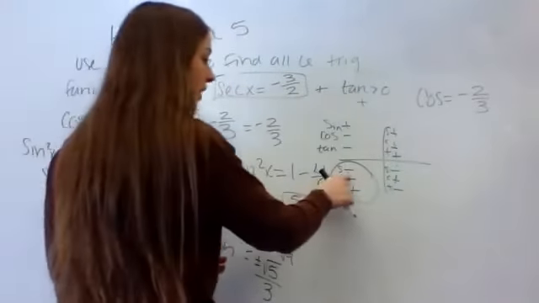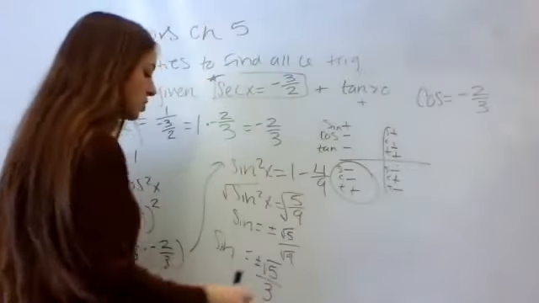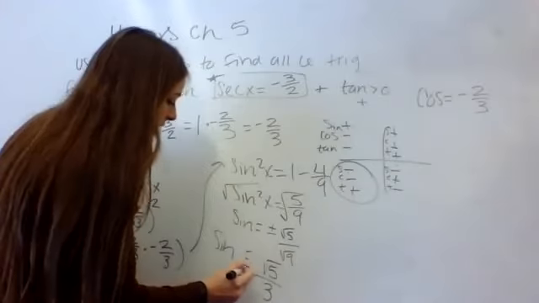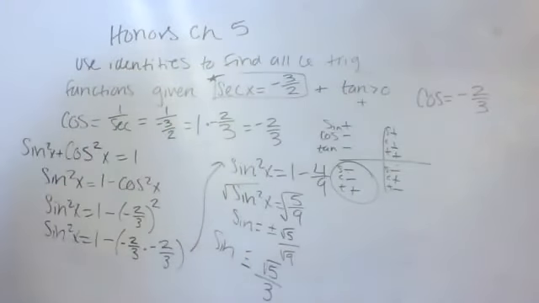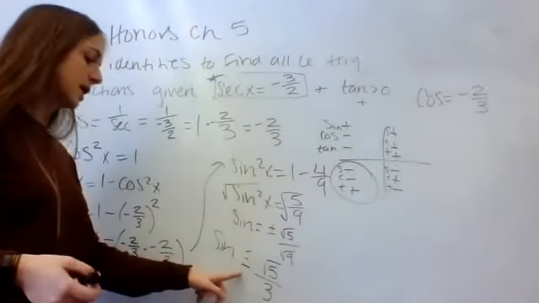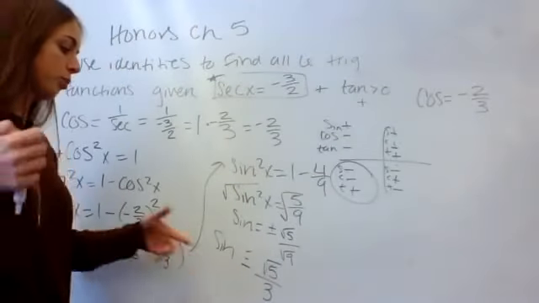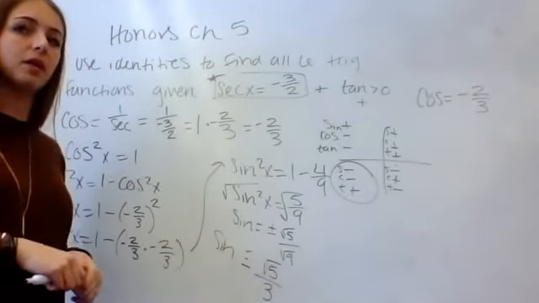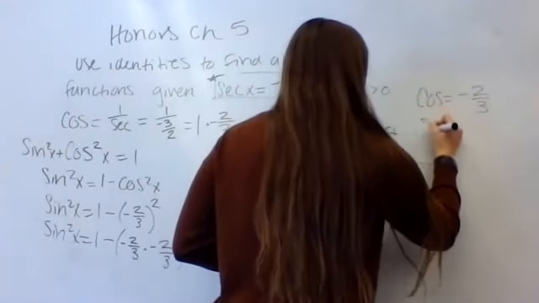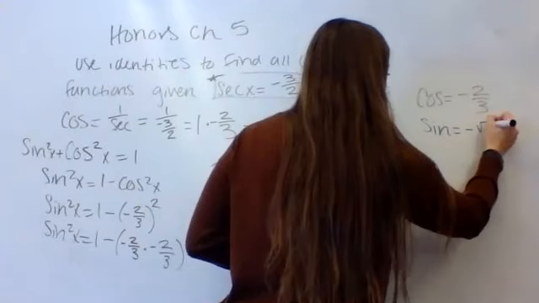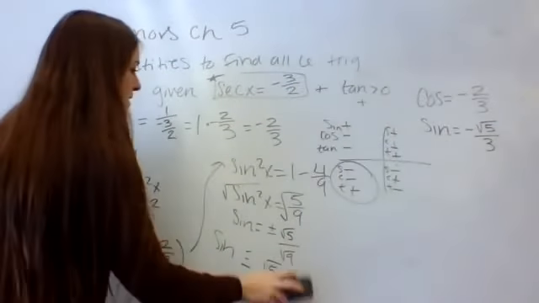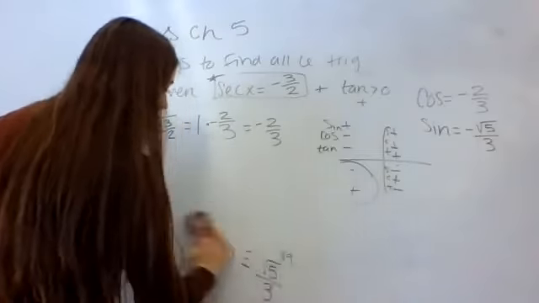In quadrant 3, sine values are actually negative. So we can override this plus or minus and say, nope, we're taking the negative portion of it, because we know we have to be in quadrant 3. So it actually has to be negative. We're proving why we take the negative side of it and not the positive side. All right, we now have a sine value. So sine is negative root 5 over 3. Let me erase some of this so we can figure out our next move.